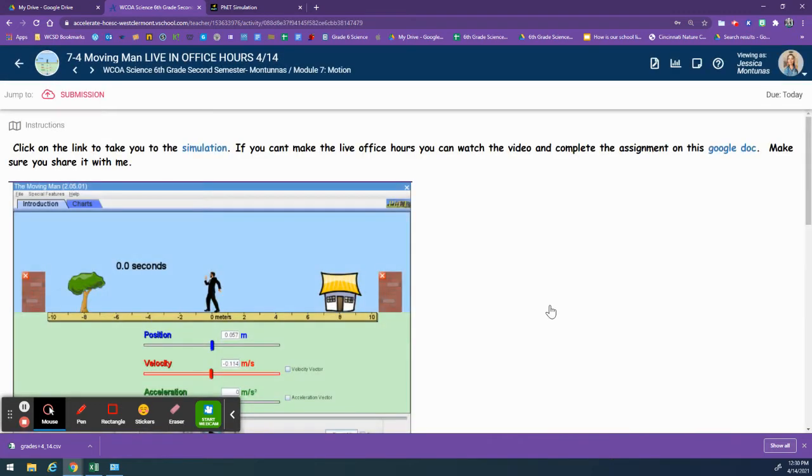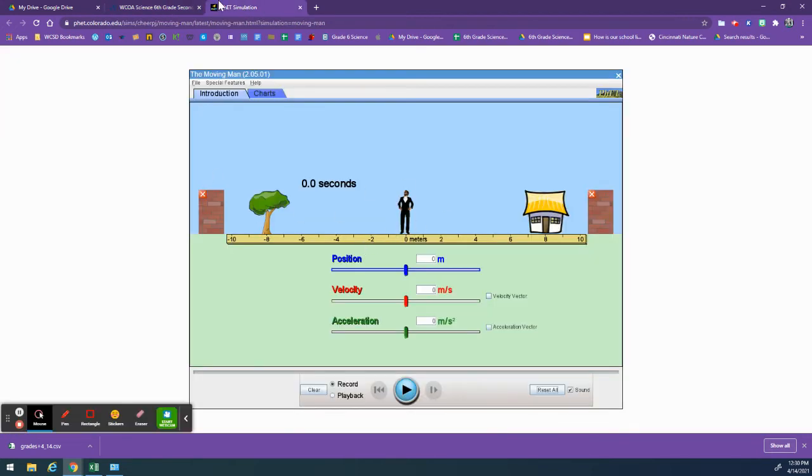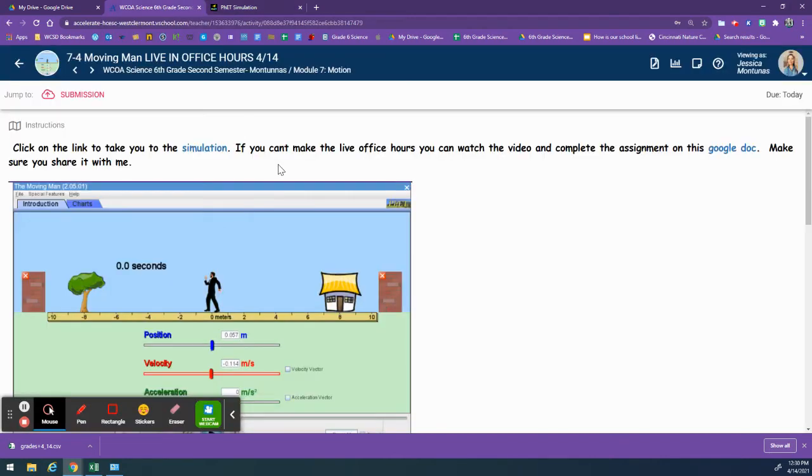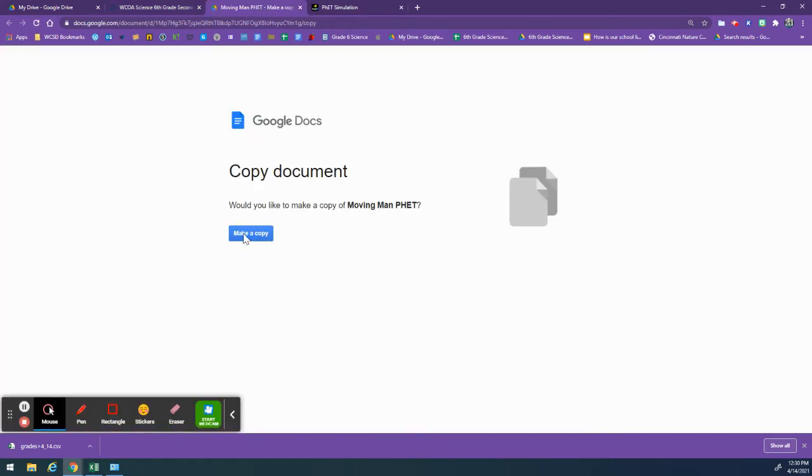If you click on this, you'll see in the directions it says to click on the link to take you to the simulation. You'll click this link and it takes you to this simulation, which can take a while to load, so just be patient if it doesn't load right away. If you can't make the live office hours, you can watch the video and complete the assignment on this Google Doc, which is what I'm going to do right now. When you click on the Google Doc, you want to click make a copy.